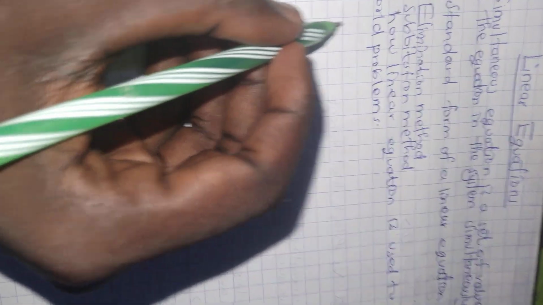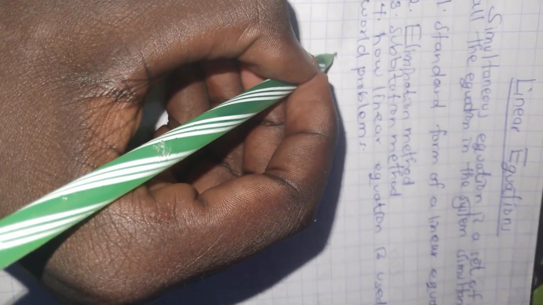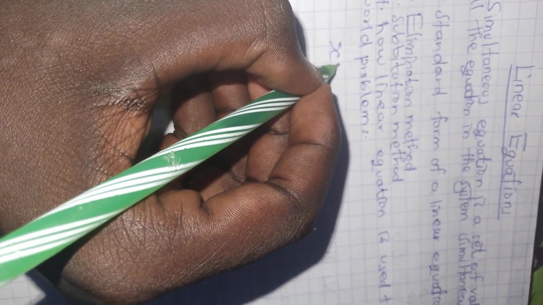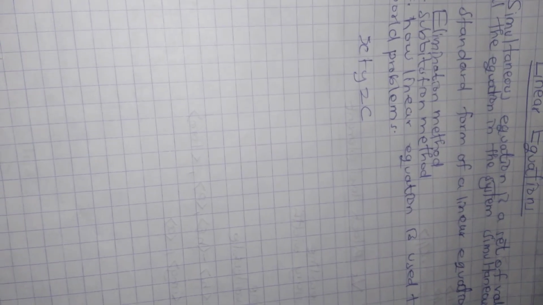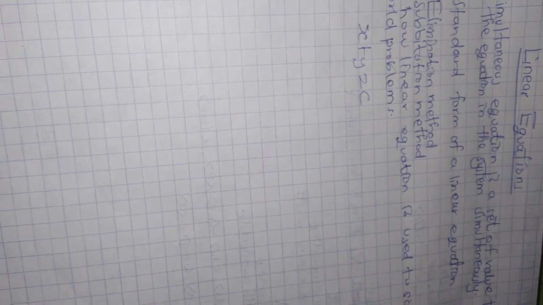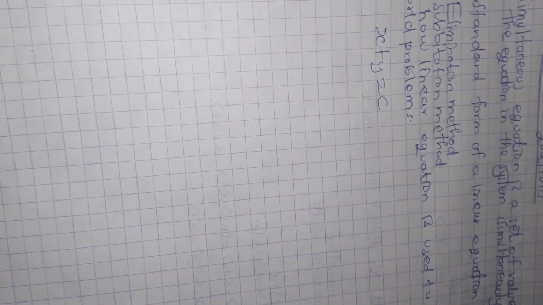Let's start with number one, the standard form of a linear equation. The standard form of a linear equation is x plus y is equal to a constant. Let's go to methods of solving simultaneous equation.